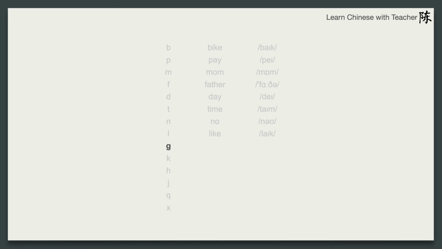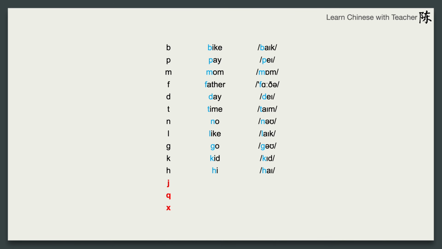The letter G is pronounced G in Chinese. It's like you pronounce G in go. The letter K is pronounced K in Chinese. It's like you pronounce K in key. The letter H is pronounced H in Chinese. It's like how you pronounce H in high. The letter J is pronounced J in Chinese. The letter Q is pronounced Q in Chinese. The letter X is pronounced S in Chinese.